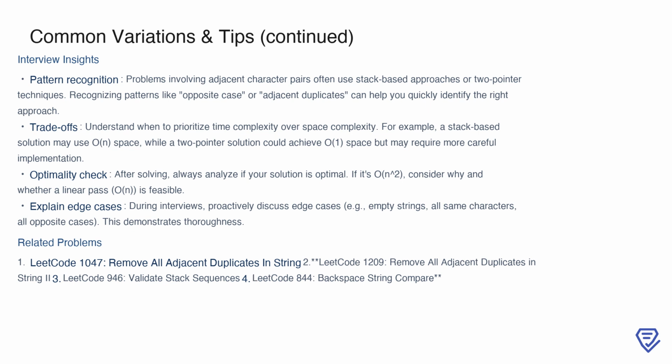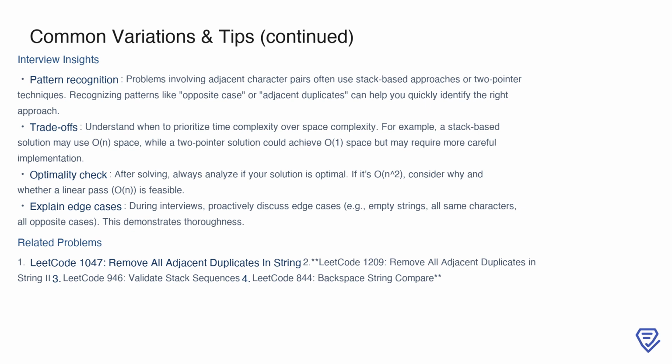Additionally, be mindful of trade-offs. For instance, a stack-based solution with O(n) space may be simpler to implement, whereas a two-pointer approach can achieve O(1) space but might require more careful handling. Once you've implemented your solution, always check its optimality. If the time complexity is O(n²), think about whether a linear pass is achievable and why your current approach might fall short. Interviewers also value a thorough understanding of edge cases.